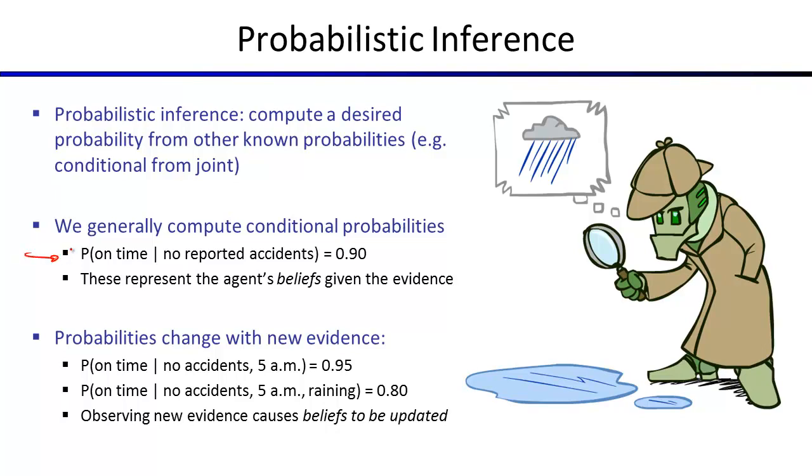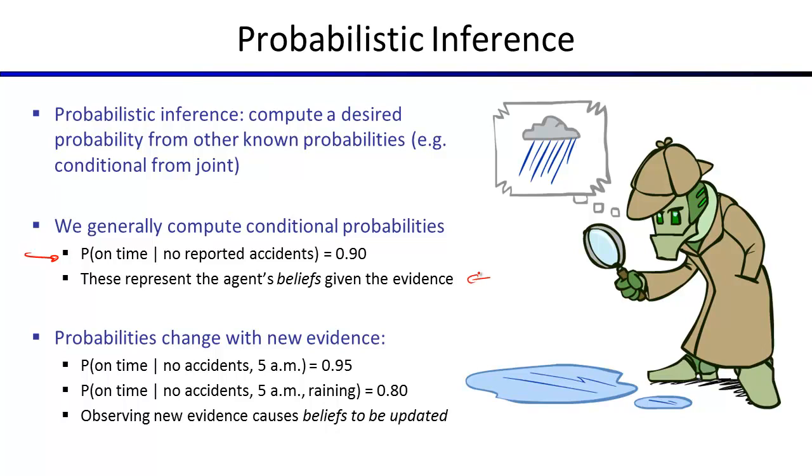Here's an example of a probabilistic inference query. What is the probability of being on time given that there are no accidents that have been reported? You could compute this from a joint distribution over being on time and reports of accidents, and then you'd find the conditional and get this number here. The way an intelligent agent would use this information is then somehow that number would be used to make decisions.